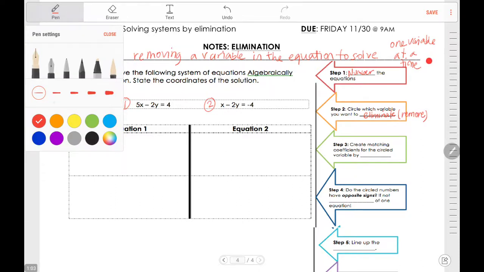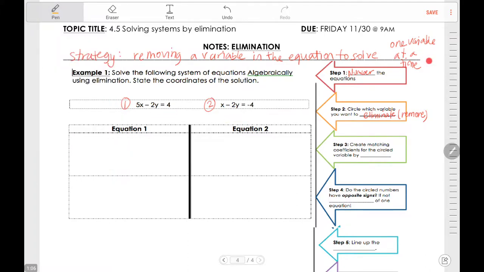So, if I look at my equations here, I see 5x and an x here. I have a negative 2y and a negative 2y, and then I have a 4 and a negative 4. So what this means is pick one of the variables. Remember, variable is either x or y in these equations. Those are the only two that show up. Pick one that you want to eliminate. And I'm going to pick the y variable. Y is what I want to eliminate. So I'm going to circle the term that has the y in it in both of these equations.